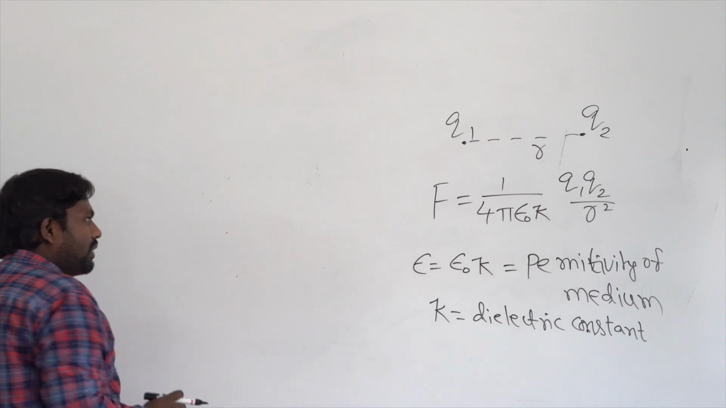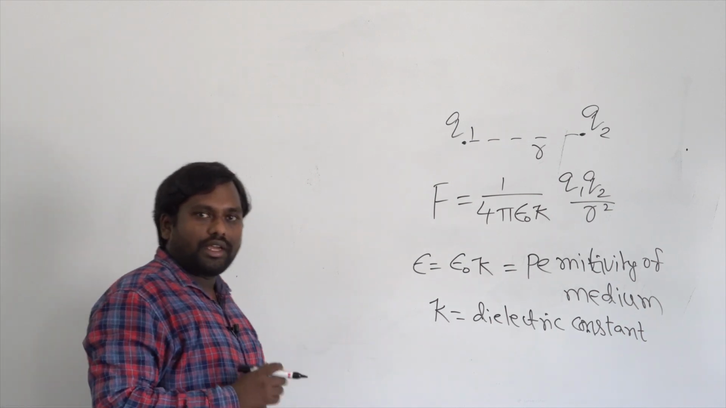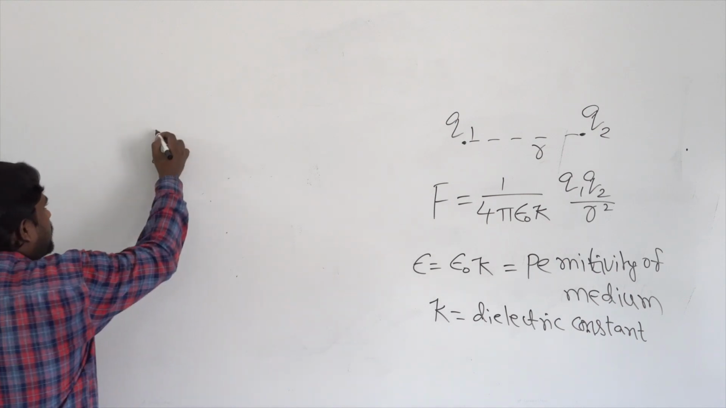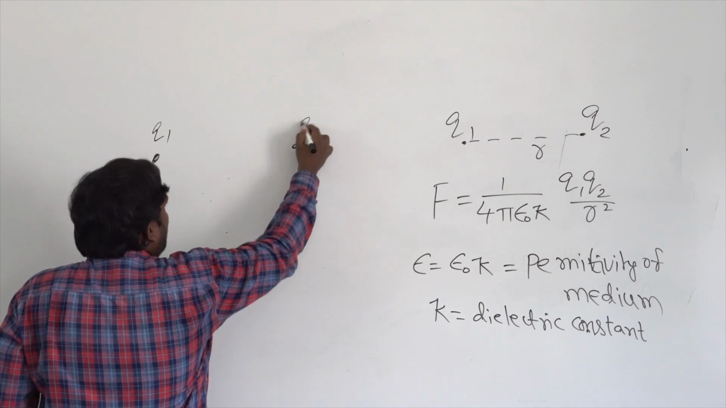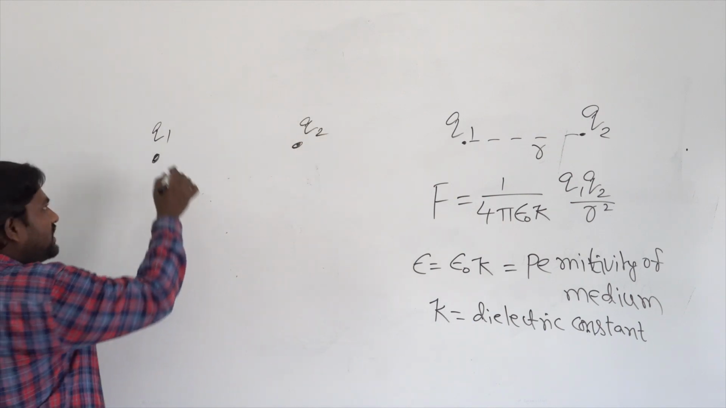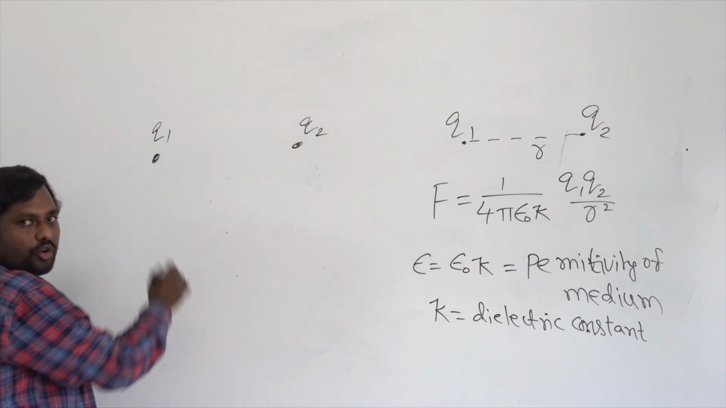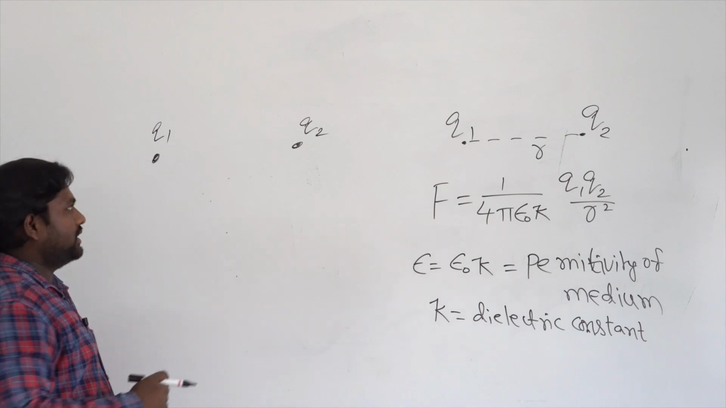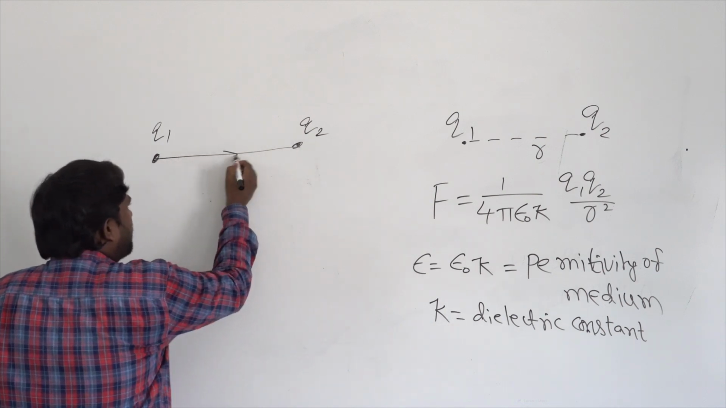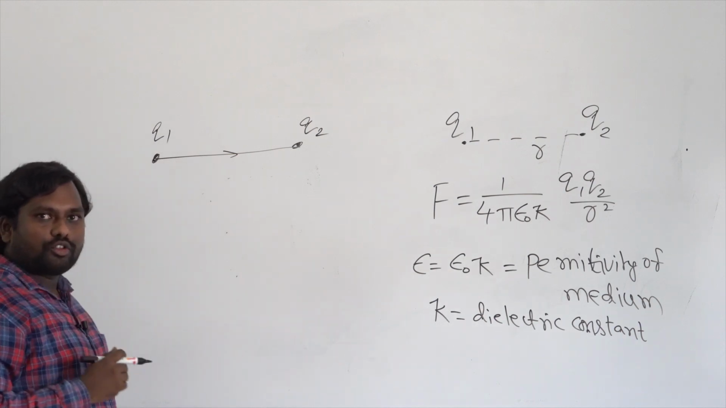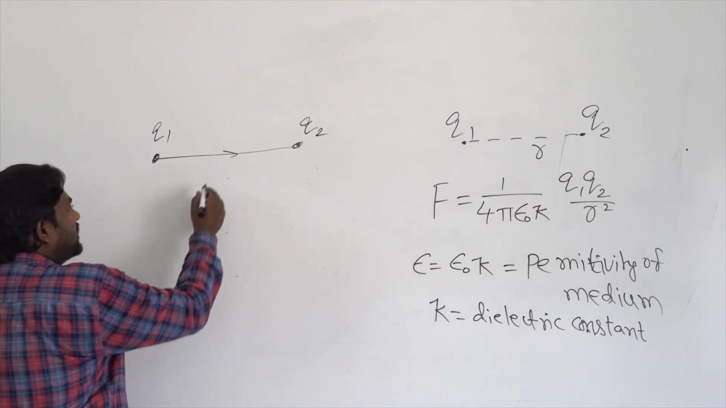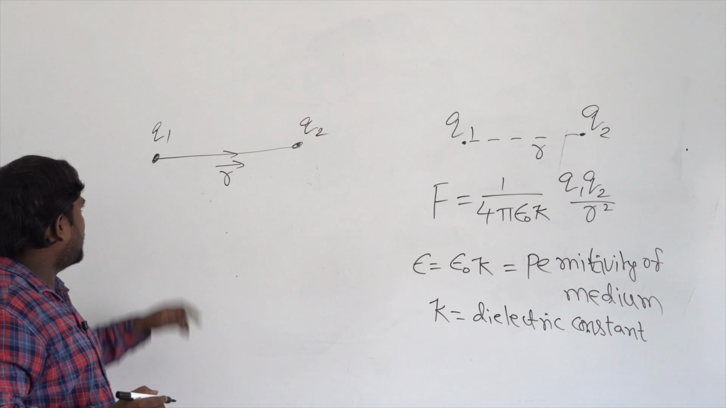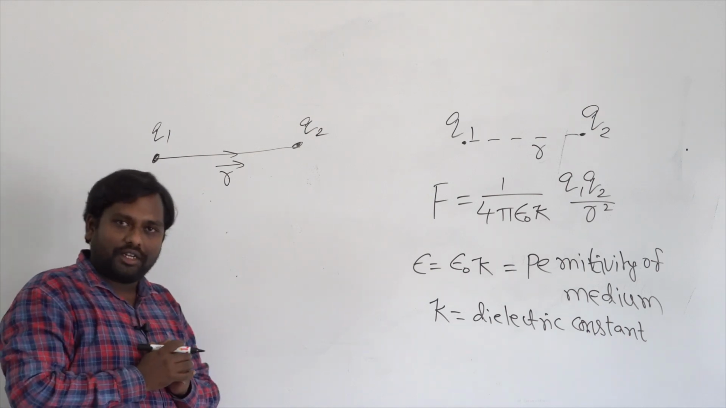Let us see this formula, Coulomb's law, in vector form. Suppose this is the charge which is Q1 and this is the particle Q2. I want to see the force exerted by Q1 on Q2. So Q1 is the force exerting particle, Q2 is the force experiencing particle. Then I am giving a vector from the force exerting particle to the force experiencing particle, and this vector is r bar. This r bar is the position vector of the force experiencing particle with respect to the force exerting particle.